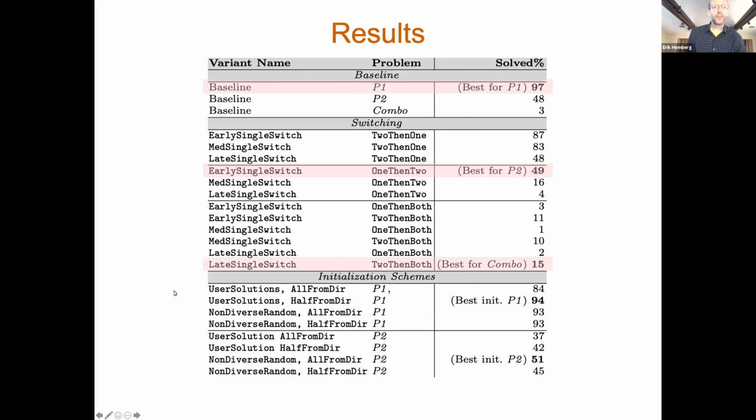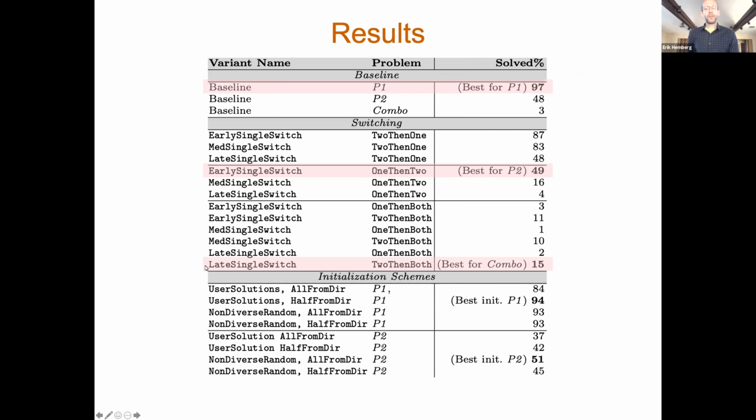So the results that we're going to focus on here is that first, we see the baseline, where we don't do any switching. We try to solve problem one all the time. And when we do that, that gives us the best. So we solve it 97 times out of 100. We solve all the out-of-sample test cases. Then, for P2, when we do the early switch, so we first try to solve problem one and then switch to P2, that's when we solve the most.